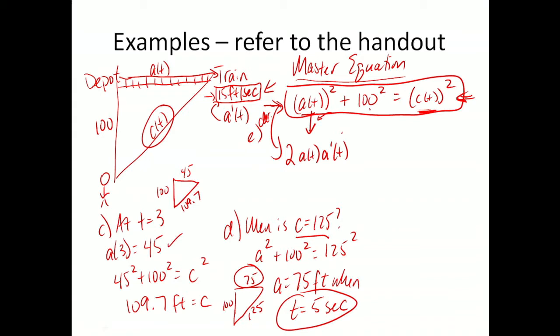This number here is 10,000, right? 100 squared is 10,000. What's the derivative of 10,000? What's the derivative of any constant number? 0. Wonderful.